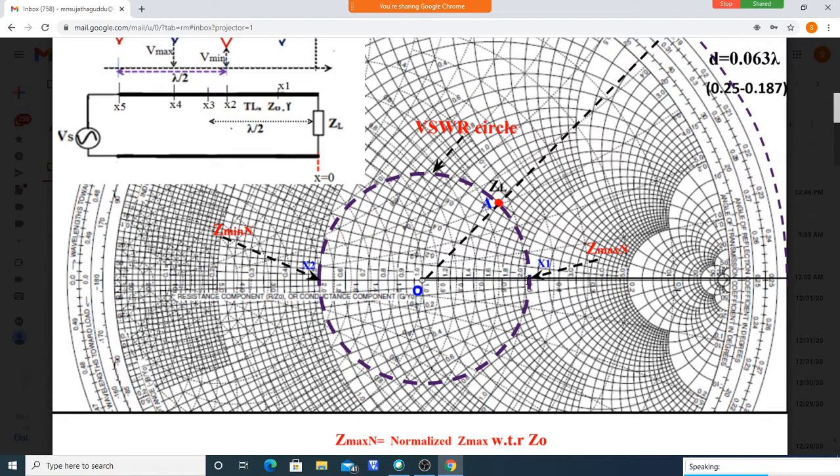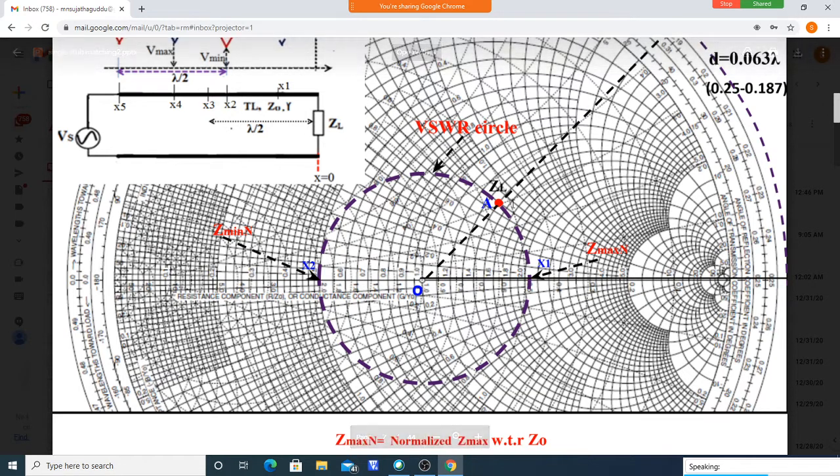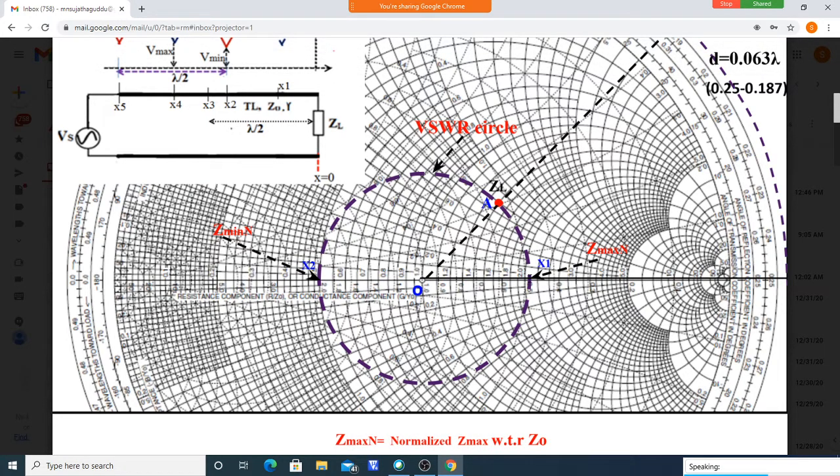Okay, so if they ask you to find the VSWR for a given load ZL, what you have to do is just mark the load and draw the VSWR circle like this. It cuts somewhere here on the right side, that is the R maximum. R maximum itself is the S value. Like that you can easily measure the value of VSWR from the Smith chart.